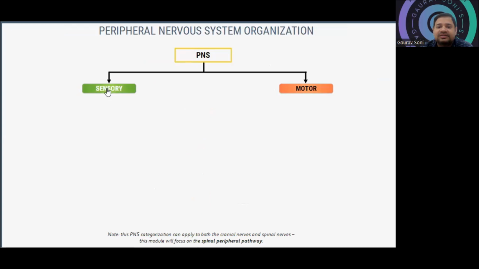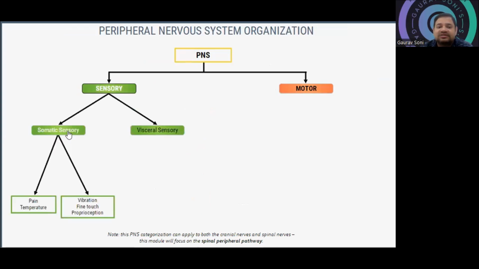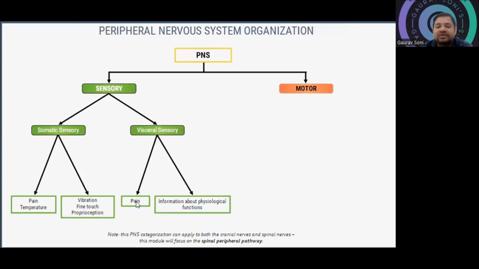In the sensory part, there is somatic sensory and visceral sensory. Somatic sensory means pain and temperature, vibration, fine touch, and proprioception. This will be taken from the somatic sensory. Visceral sensory means from the organs, that is pain and information about the physiological functions. The somatic means from other than organs, that is body wall, skin, and all these things. Visceral will be typically for the viscera.